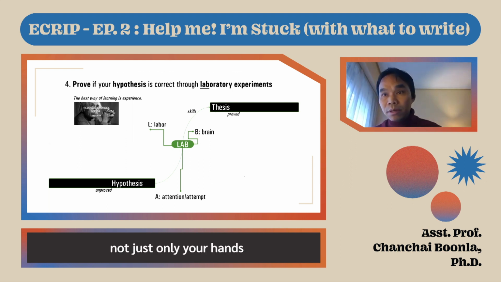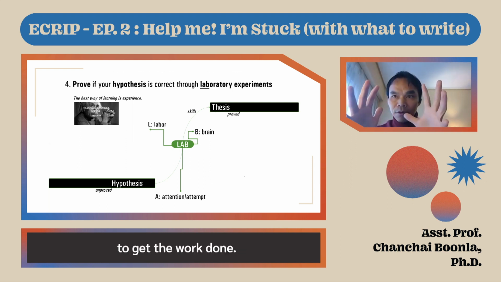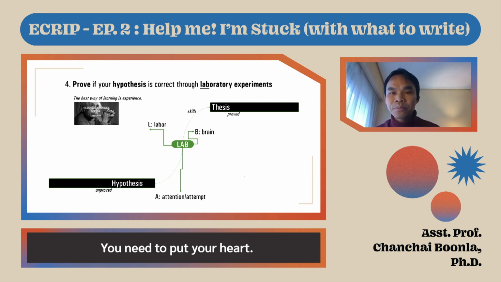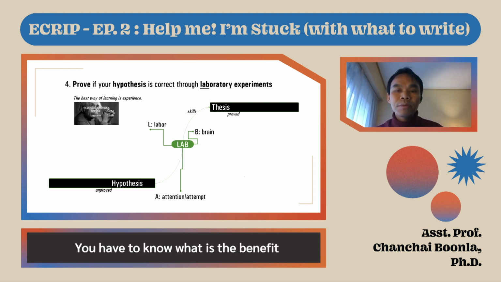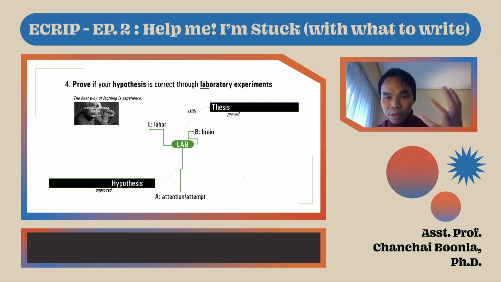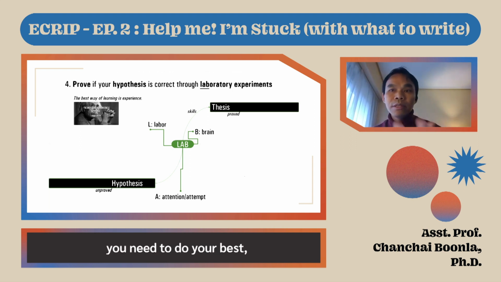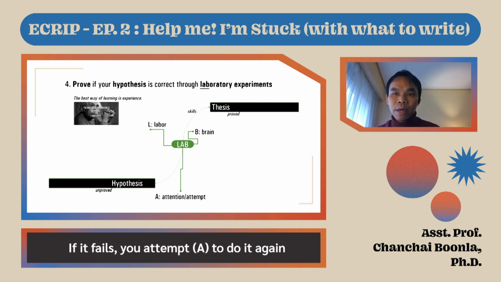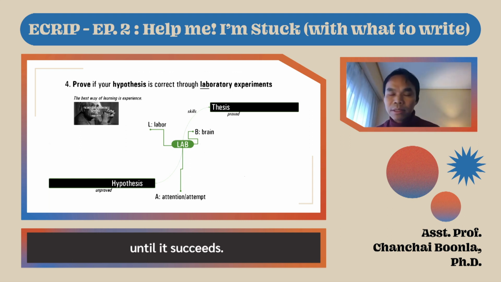And it's not enough. It's not only your hands that get the work done. You need to put your heart. You have to have attention, and a good mindset to do the job. You have to know what the benefit is if the job's done. You need to do your best, not just get it done. If it fails, you attempt to do it again until it succeeds. So you need hand, heart, and the last one is B, which is brain.